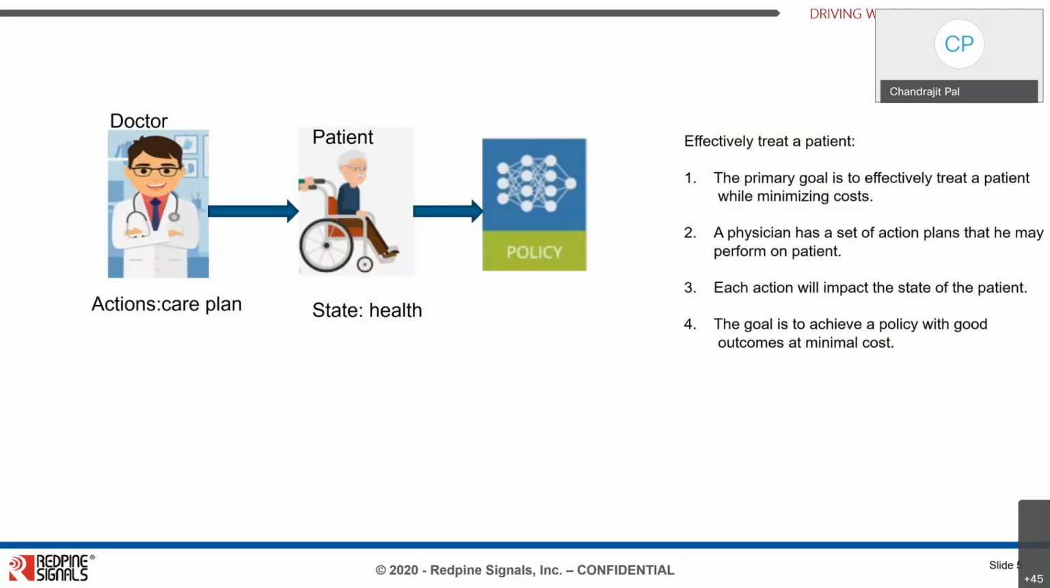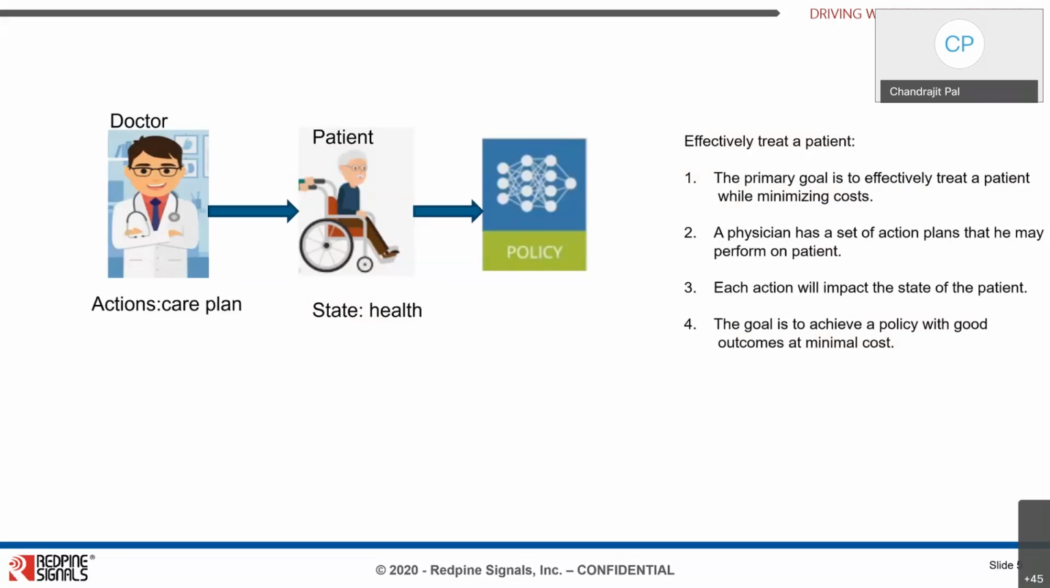Second is that a physician has a set of action plans that he may perform on the patient, and each action that he applies will impact the state of the patient, and the primary goal is to achieve a policy with good outcomes at minimal cost. That means the doctor has to learn the optimal policy, so that he can effectively treat a patient with good outcomes, that the patient should get cured at minimal cost.